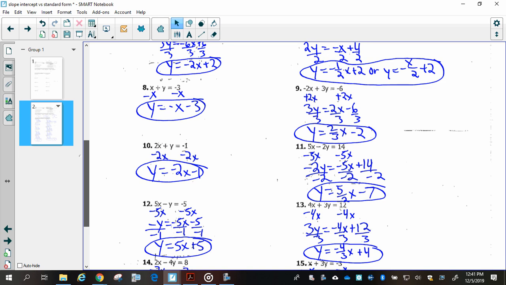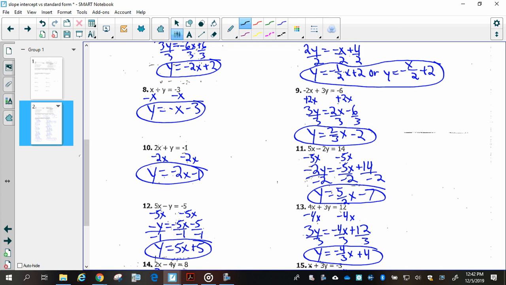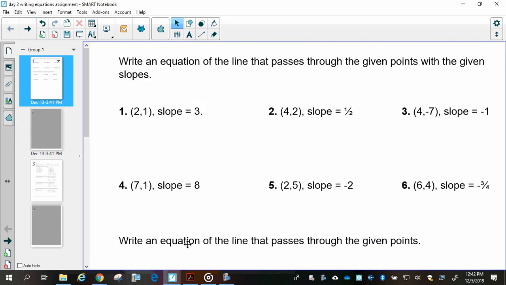Right. You should have another sheet of paper on your desk that looks like this. But you need to be paying attention because this is new.